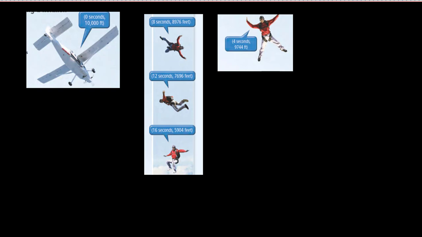So here we have a skydiving example. When skydivers jump out of an airplane, they experience free fall. And the photos here show various heights of a skydiver at different times during the free fall, ignoring air resistance. Now the question is, how can we represent this relation in 4 different ways? So first we can represent this with a set of ordered pairs. So let's do that.